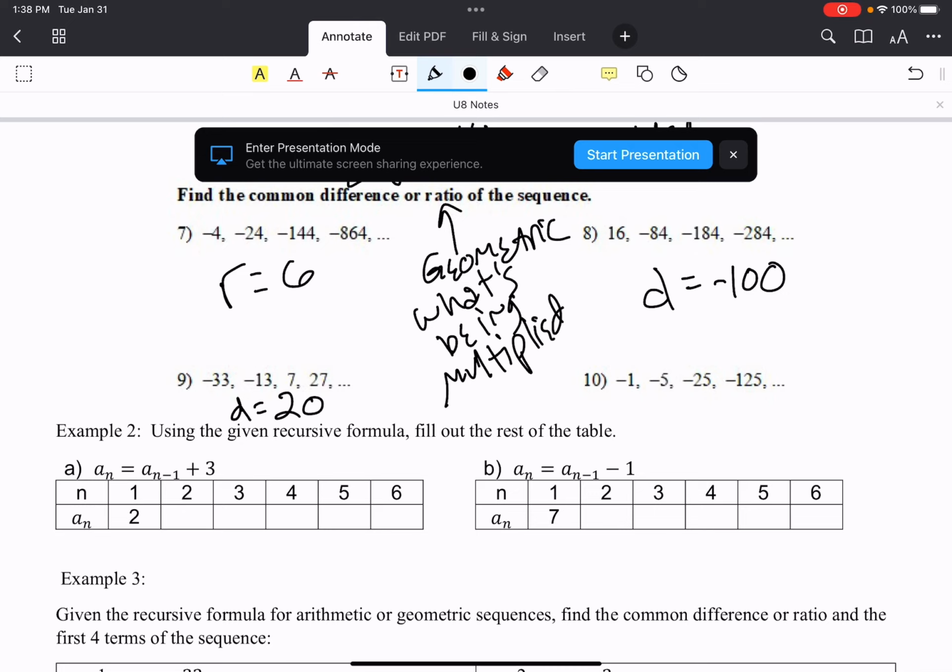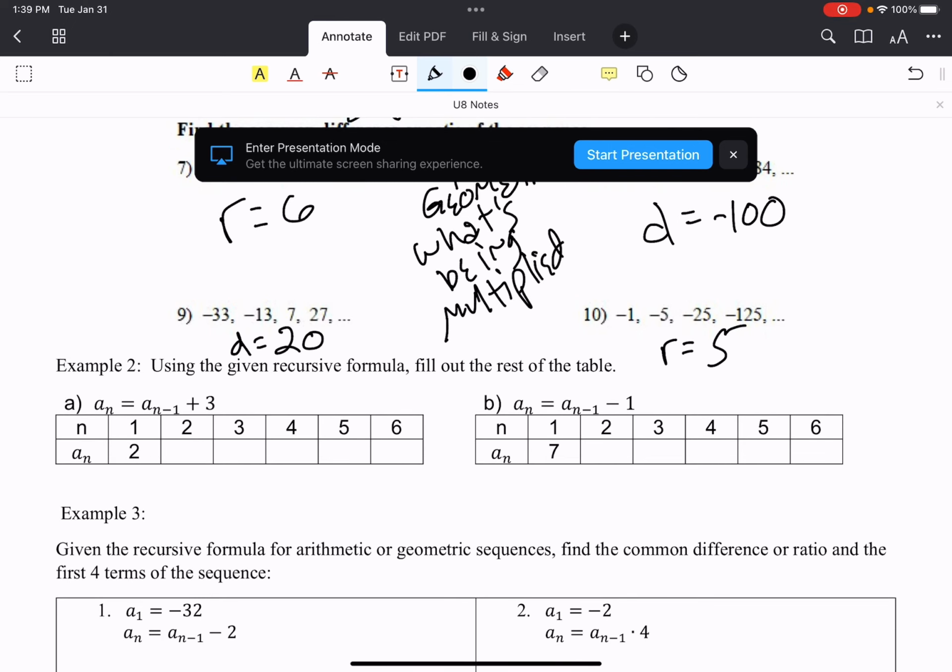This one's geometric. And what is that common ratio? 5. Nailing it. We just saw our first one that has a negative common difference. Do you think it's possible to have a common ratio that's negative? Yeah, it just would mean that every other term in the sequence is positive to negative, right?